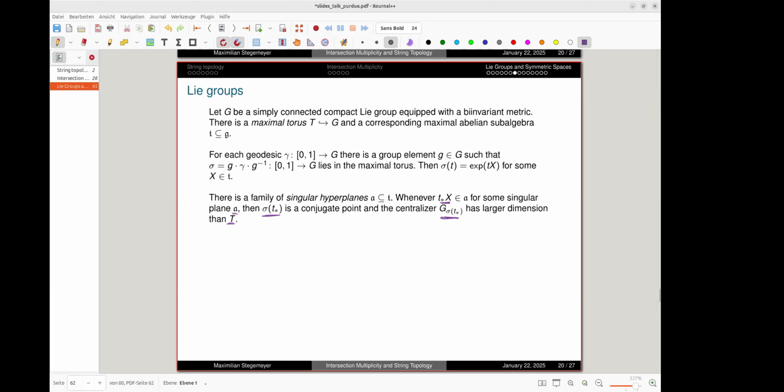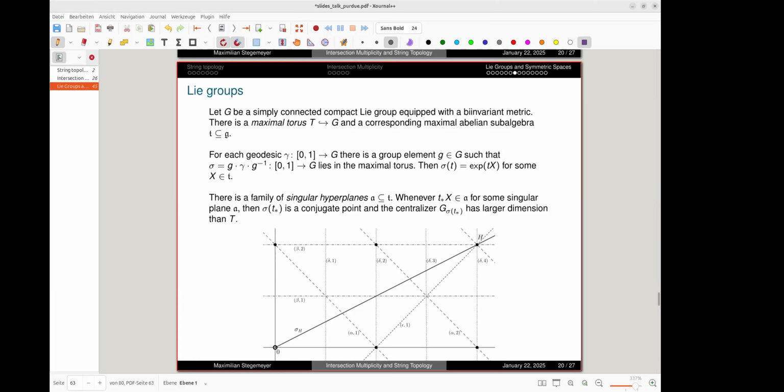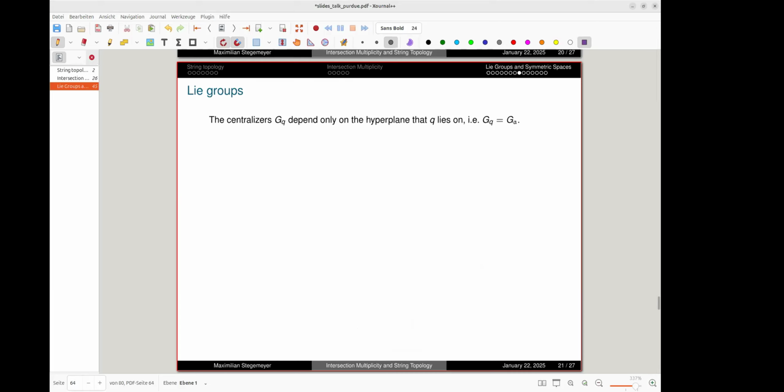Okay, the main point is actually that I wanted to show some pictures. So here, this is the maximal abelian subalgebra, and this straight line here is just t times x, if you want. And all these hyperplanes here are the singular hyperplanes. So this is what the lift of a geodesic would look like, and whenever we meet a hyperplane, we get a conjugate point. It's important that the centralizers don't really depend on the points, but only on these hyperplanes that we meet. So you can also move along the hyperplanes.